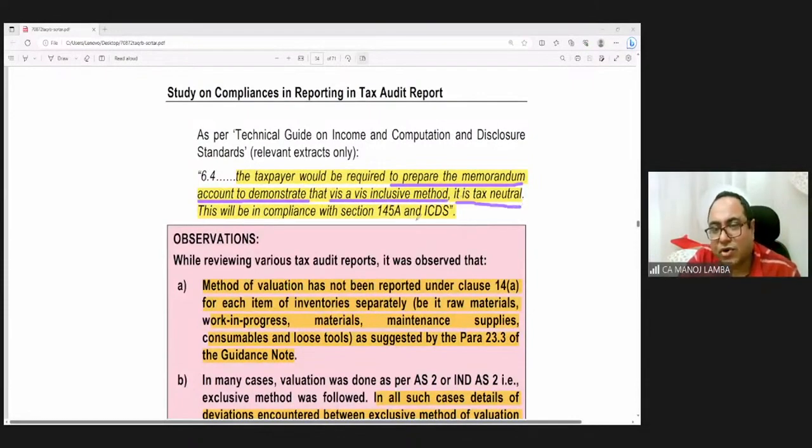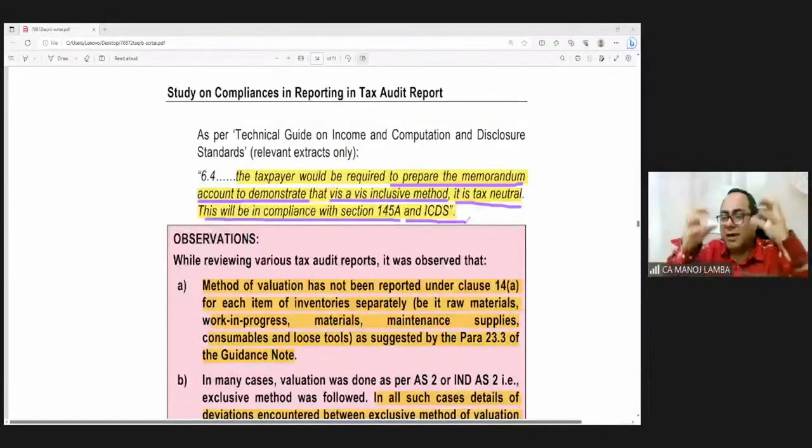It is tax neutral, and this will be in compliance with section 145A and ICDS. If by preparing this memoranda you are in a position to prove that it is tax neutral, then there is no problem. But if you are not preparing a memorandum account, and even your memorandum account is not giving the tax neutral effect, then there may be a certain kind of tax liability, or it may affect your profit and loss. Then definitely you have to report accordingly.